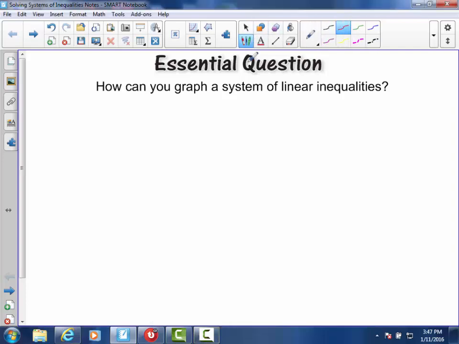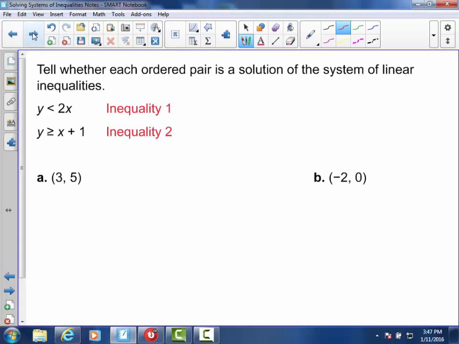Alright, so what we want to do today is figure out how we can graph a system of linear inequalities. The first thing we want to do is look at a couple of inequalities. It's a system because it's two or more inequalities with the same two variables. So we want to tell whether each ordered pair is the solution of the system of linear inequalities.